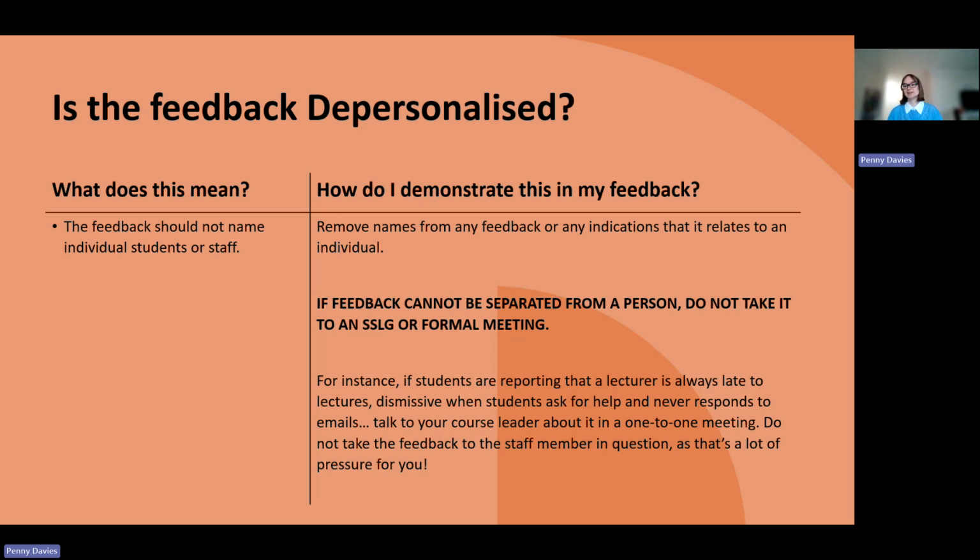There may be times where you think this feedback is obviously about an individual. So if students are giving feedback on a module and about how a module maybe isn't working, you may think, well, this is obviously about the staff member who leads that module.